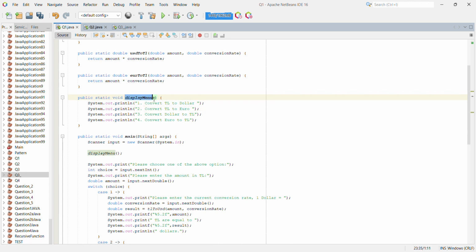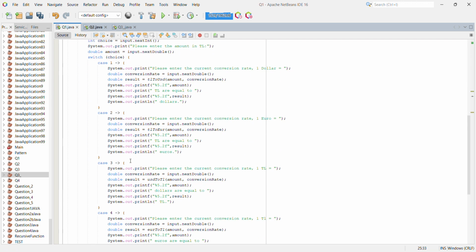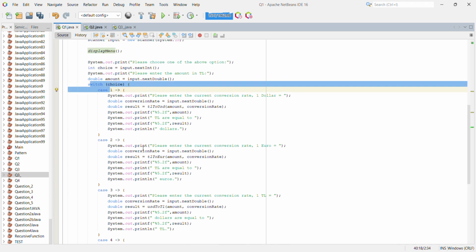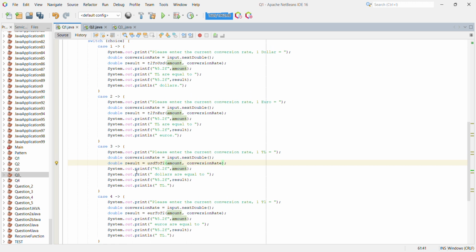It's called display menu. When we pass to the main section, the most appropriate structure to apply the given methods is switch case. Then we get the results by writing the desired result in the appropriate format. Let's try.